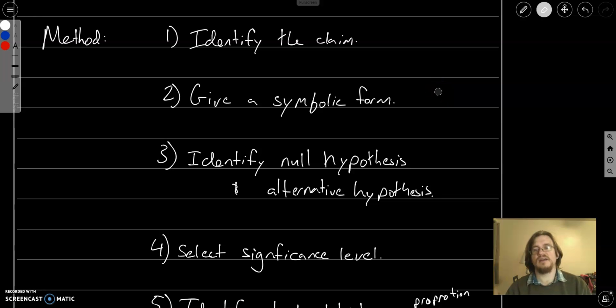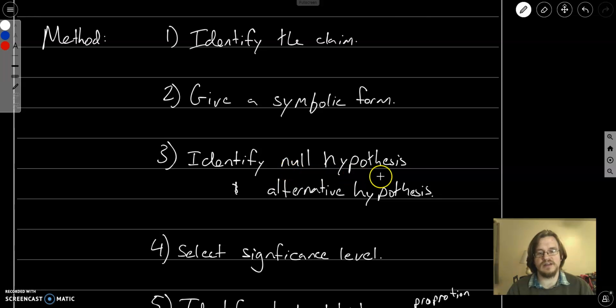Hello and welcome back. So last time we began looking at the method to test a hypothesis, a claim about a parameter of a population. So the first step was to identify the claim and then to give it a symbolic form, meaning we write it down with more mathematical notation. And then we want to identify the null hypothesis and the alternative hypothesis.